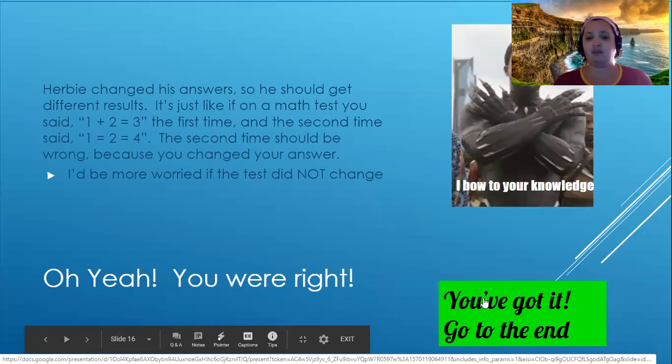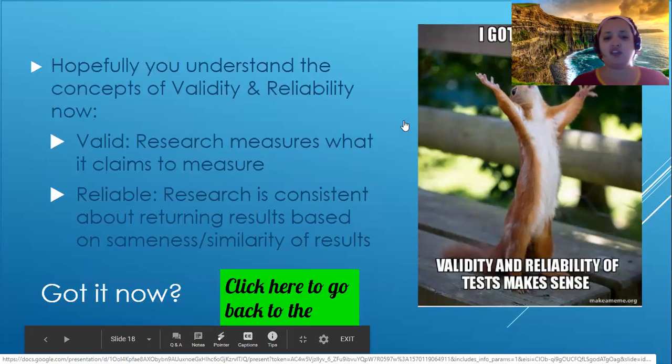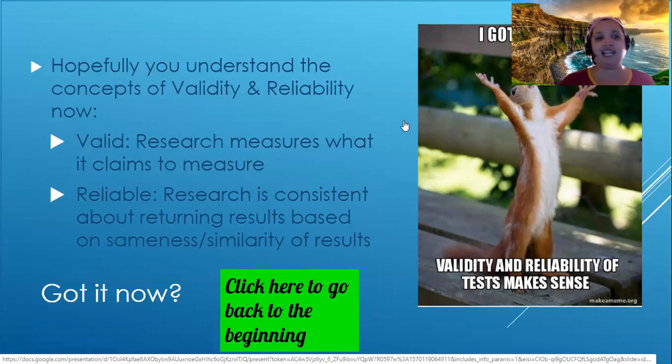So let's go to the end here, my friends. Hopefully you're feeling pretty good about the concepts of validity and reliability. You understand that valid means that research measures what it claims to measure. So you're looking at what did it say it would measure, and did it actually measure that? That's valid. And reliability has to do with the consistency of the research in returning results based on your sameness or similarity of answers. So if you answer something and you answer it the same way both times, a reliable test is going to give you the same response, right?